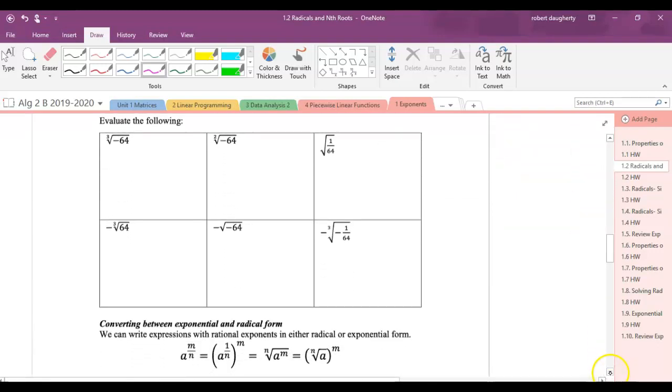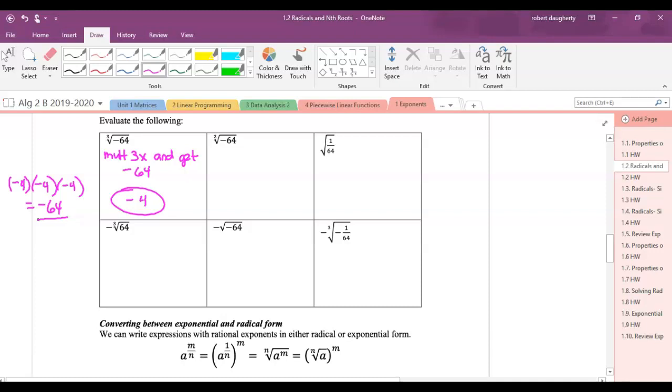So let's evaluate some of these. You really have to concentrate on what's going on here. The cube root of negative 64. I'm taking the odd root of a negative number, and that's allowed. It tells me, what number can I multiply 3 times and get negative 64? That number is negative 4, because negative 4 times negative 4 times negative 4 equals negative 64.